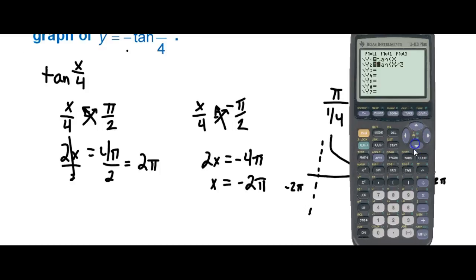If we look at tangent of, or actually negative tangent of x over 4, it will look like this. So here's our normal tangent, and as you can see, the tangent of x over 4 is expanded horizontally and also upside down.